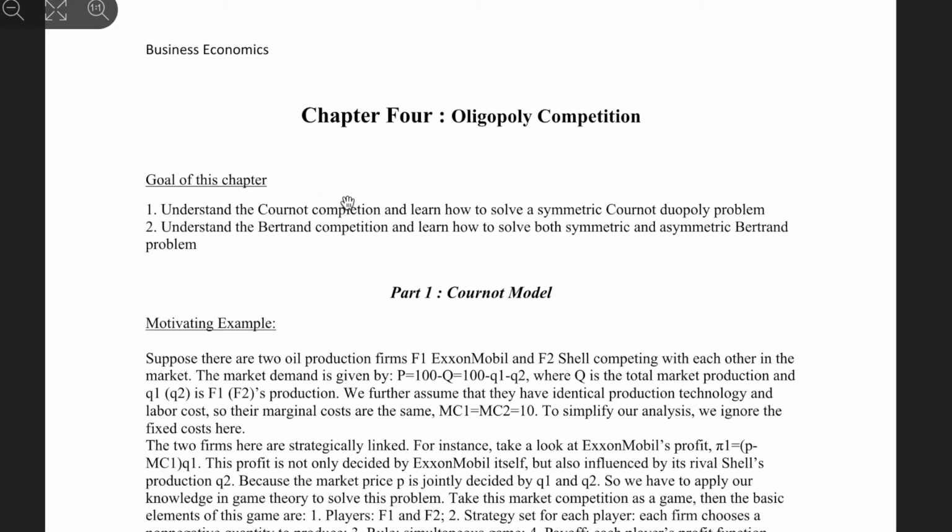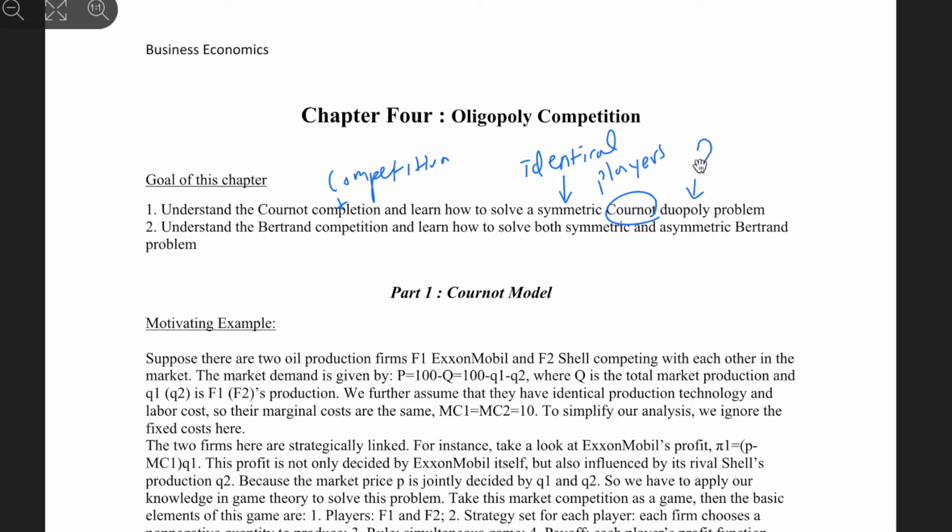Cournot competition and learn how to solve symmetric Cournot duopoly problems. So here we have all the hints about how this game is systemized, right? We have a symmetric, so what we're looking at is identical players. And it's in the rule of Cournot, and we have how many? Duopoly.